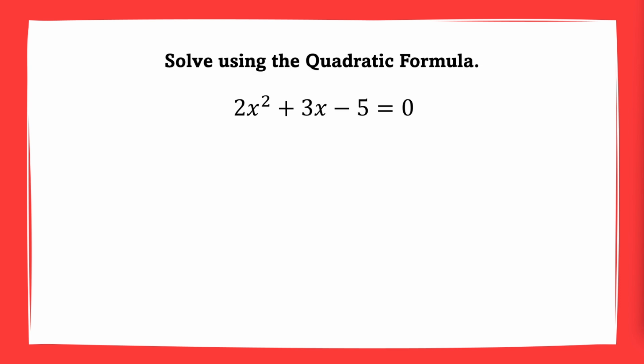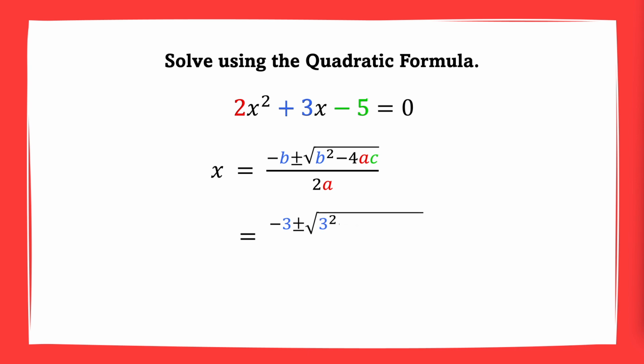Let's try an example. First, identify a, b, and c. Here, a is 2, b is 3, and c is negative 5. Remember to use the signs in front of the numbers. Let's use the quadratic formula. Substituting, we get negative 3 plus or minus the square root of 3 squared minus 4 times 2 times negative 5, all over 2 times 2.